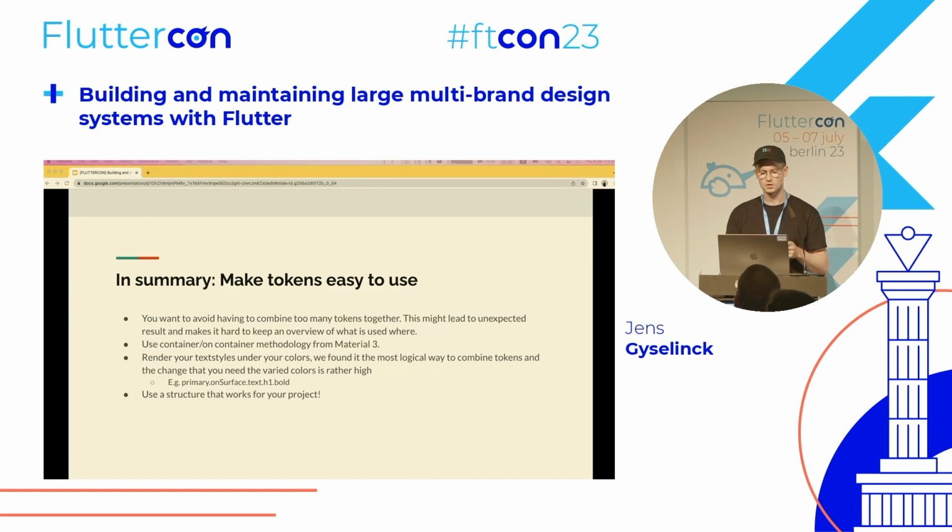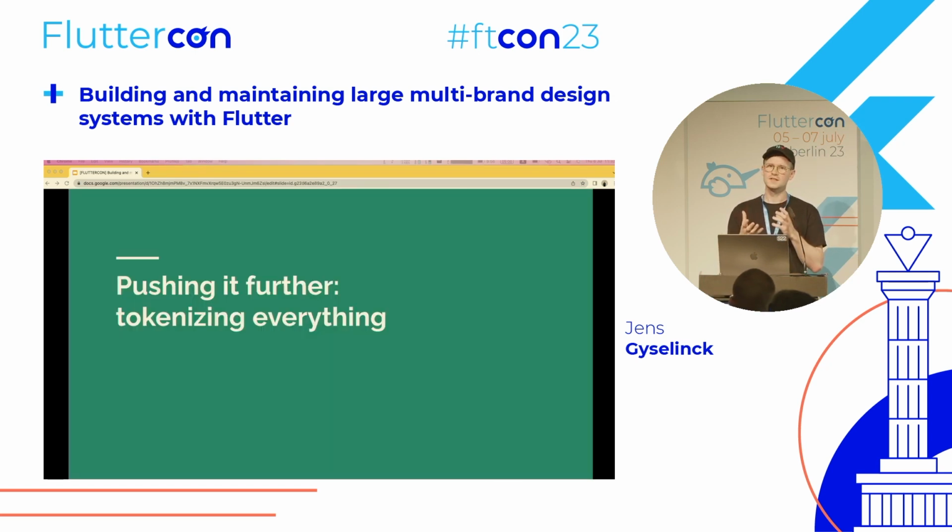So, a quick summary on the tokens: just make them easy to use. That's the gist of it. You want to avoid having to combine too many tokens together. Use that container-on-container methodology. It will save you a lot of headaches if you're rebranding. Render your textiles under your colors. It's actually really useful. We find it really, really easy to work with. And most importantly, use a structure that works for your project, that really makes sense for you.